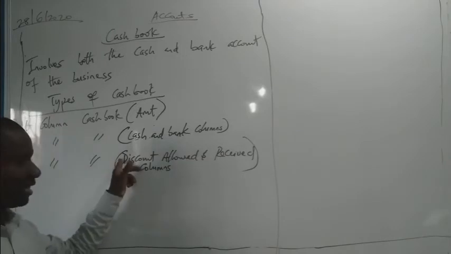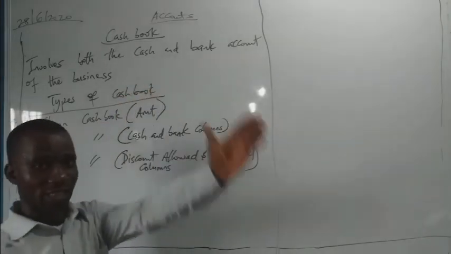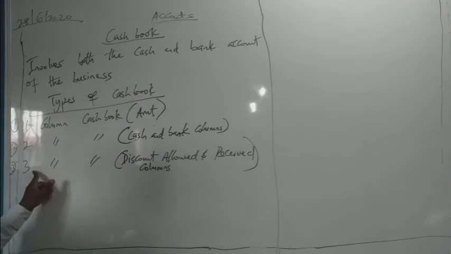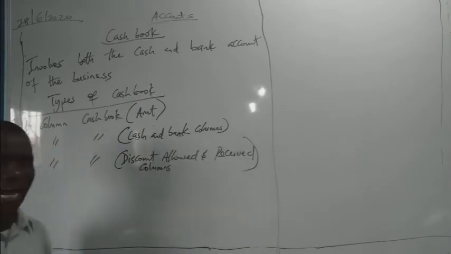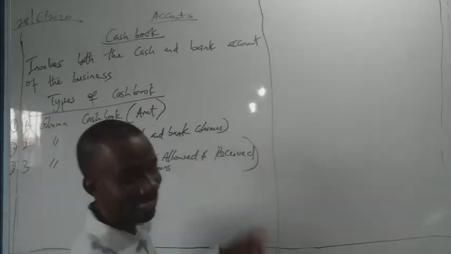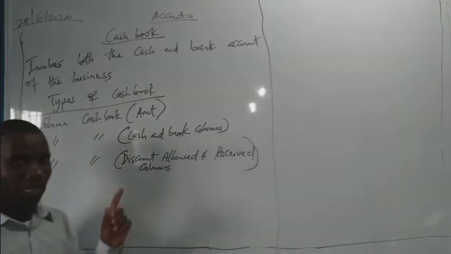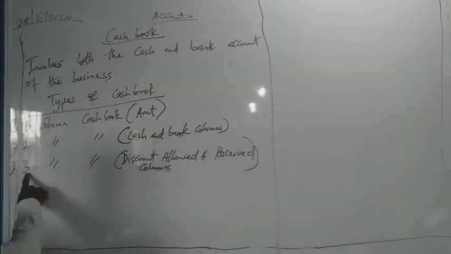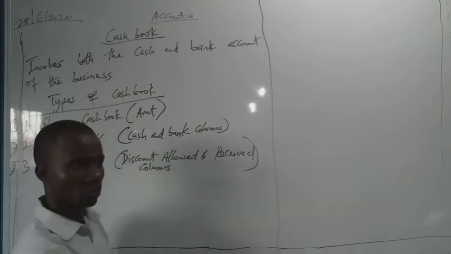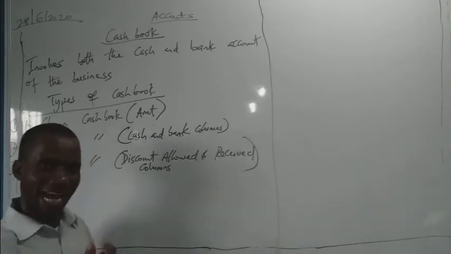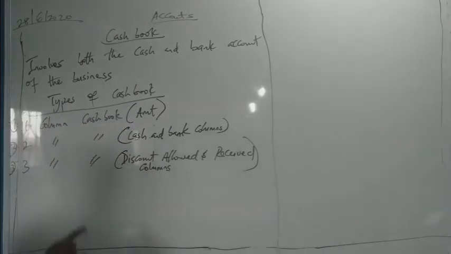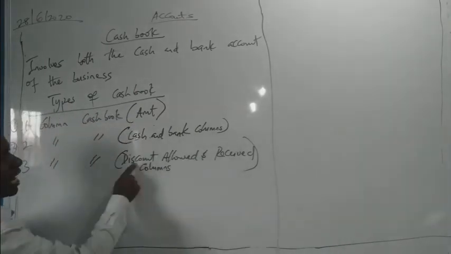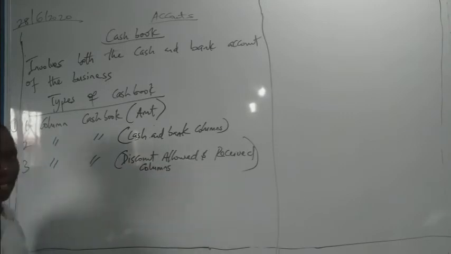Let me repeat. Discount allowed is recorded on the debit side of the 3 column cash book because it is an expense. But discount received is recorded on the credit side of the 3 column cash book because we are receiving. It is an income. So please take notes. Difference between the two. So this one involves both this and this, and also this and this.